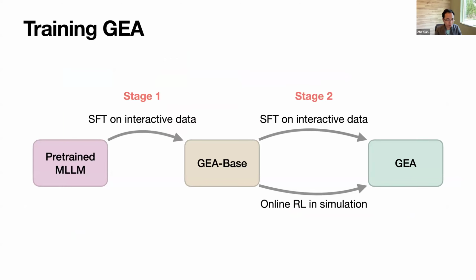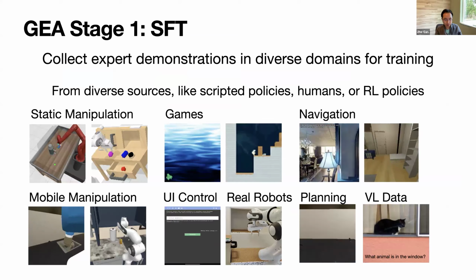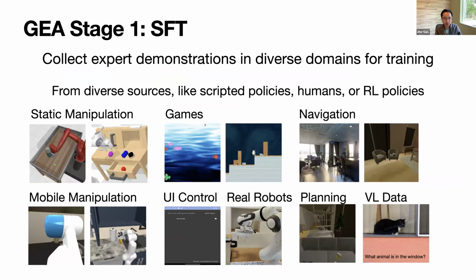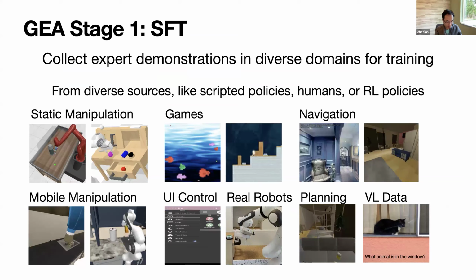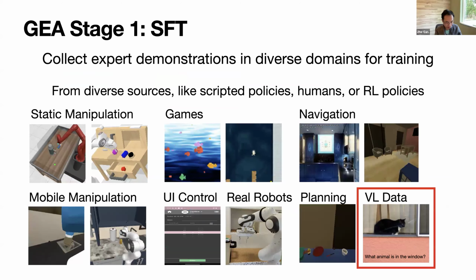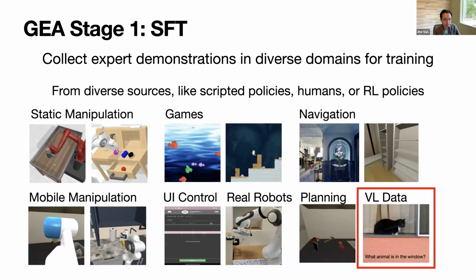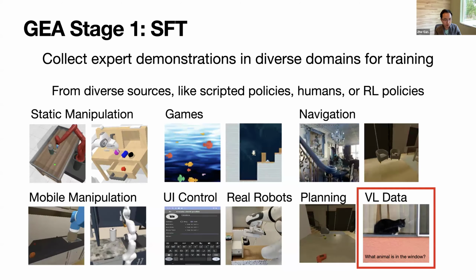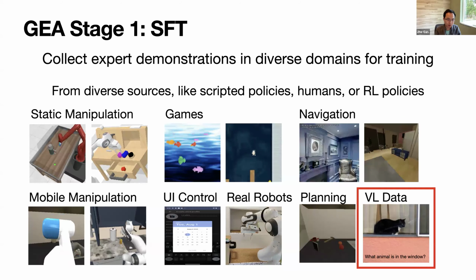Then we do two steps of training. In the first stage, we only do SFT, but in the second stage, we also do online IL to boost the performance. Well, let me be quick. In the first stage, the SFT part, you have all kinds of interaction data. But one unique part is you also need to use your original VL data. This corresponds to the data you would use for your multimodal LM fine tuning.